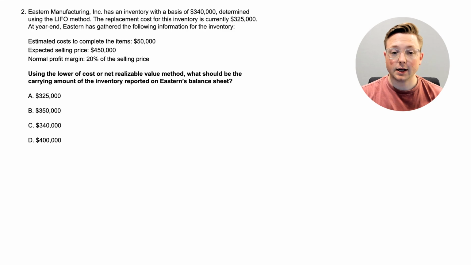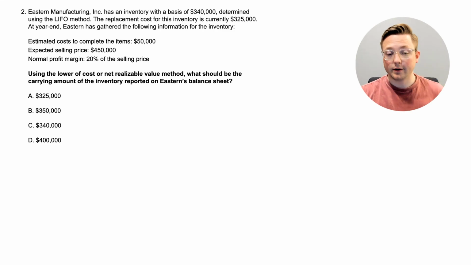Eastern Manufacturing Inc. has an inventory with a basis of $340,000 determined using the LIFO method. The replacement cost for this inventory is currently $325,000. At year end, Eastern has gathered the following information for the inventory. Estimated cost to complete the items, $50,000. Expected selling price, $450,000. Normal profit margin, 20% of the selling price.